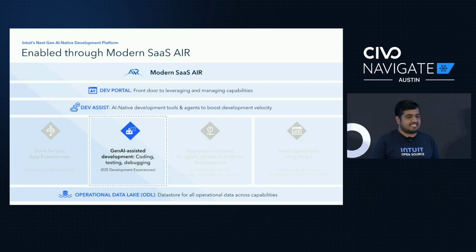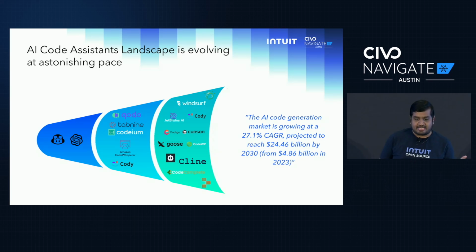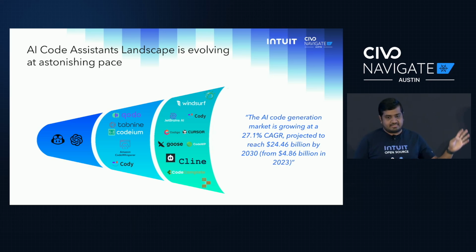The next one is Gen AI-assisted development, coding, testing, debugging. How many of you here are experimenting with code gen tools? With a raise of hands. OK. If you're not, you should start trying because they're amazing. And even if you're not a developer, these tools will make you feel like one. This landscape is evolving rapidly. The AI code gen market is growing, or supposed to be growing, at 27.1% CAGR, reaching up to $24 billion by 2030. I just recently heard OpenAI is going to acquire Windsurf, one of the prominent code gen vendors.